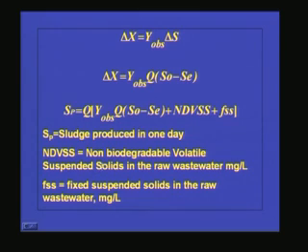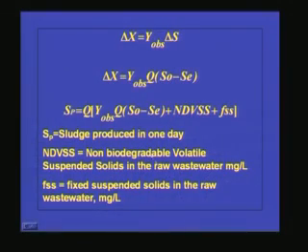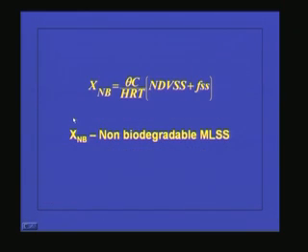non-biodegradable volatile suspended solids in the raw wastewater, because all the organic matter present in the system may not be biodegradable. So there will be non-biodegradable volatile organic matter present in the system, and FSS is the fixed suspended solids in the raw wastewater. So the total sludge produced will be available, because this is essential for the design of the sludge digester.